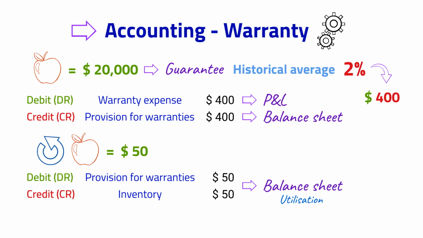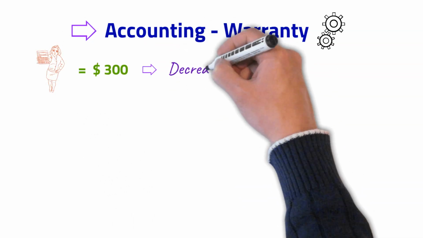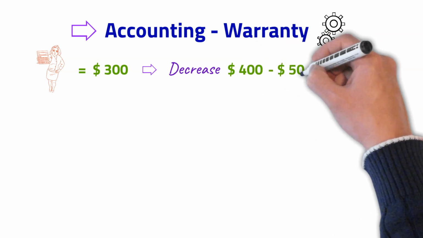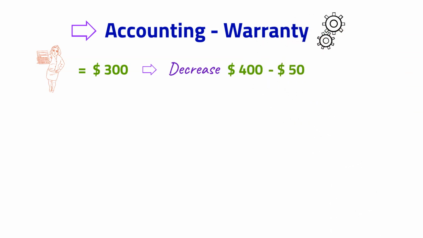Decrease in the provision on the liability side and decrease in inventory on the asset side as we replace spoiled apples with the new ones. Balance sheet balances. As at year end, you now estimate that only $300 of provision is needed and 50 is already used. So 400 minus 50 is 350 left, and you need to reduce it by another 50 to get to 300.